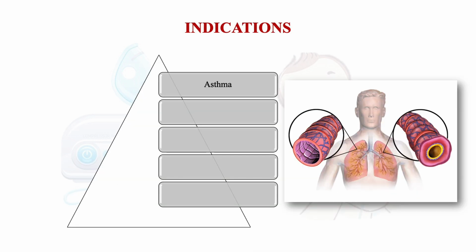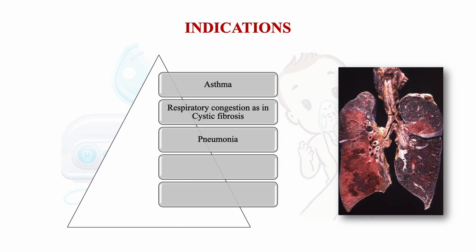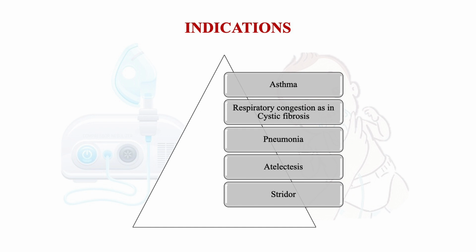Indications. So, nebulization can be used for various conditions like asthma, respiratory congestion as seen in cystic fibrosis, pneumonia, atelectasis of lungs and stridor. There are various types of nebulizers that can be used.